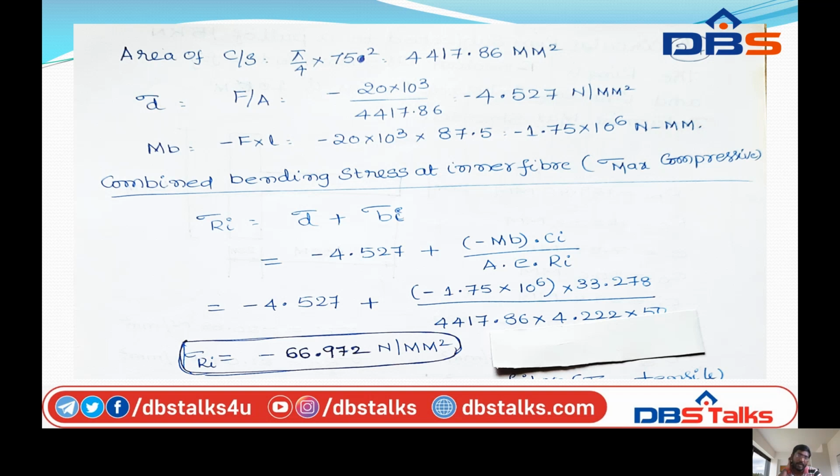by A 4417.86 into small e 4.222 into Ri 50. So we can calculate. So sigma Ri is equal to minus of 66.972 Newton per mm square.